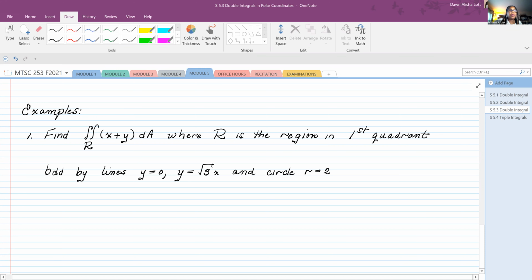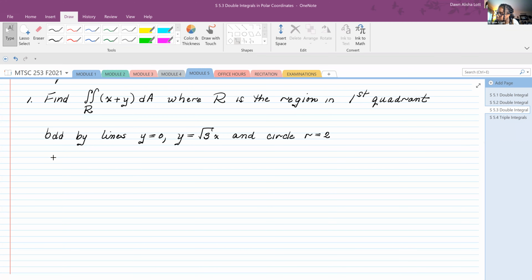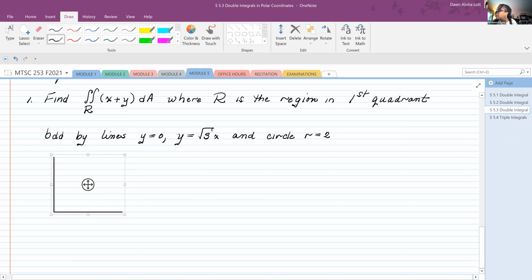Okay, so I'm going to draw that region for you. I have this line, and then I have that circle. So this is my region in here. All of that is R.